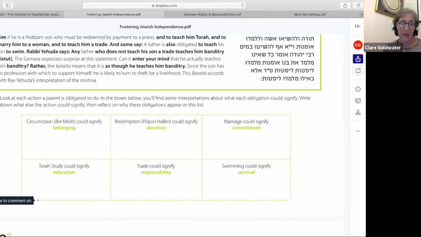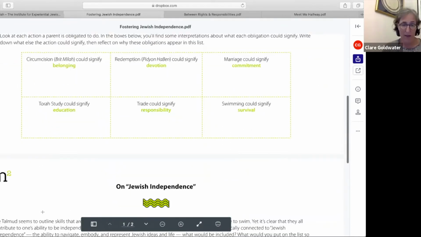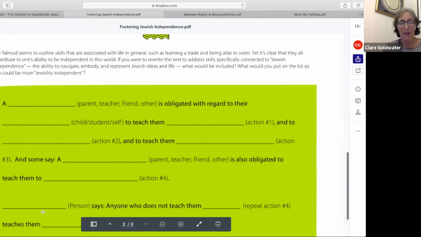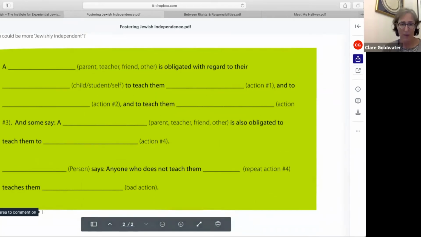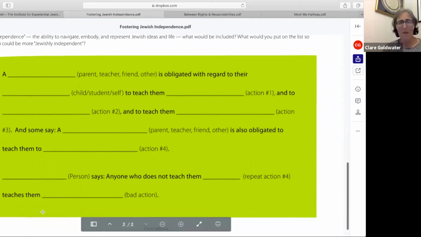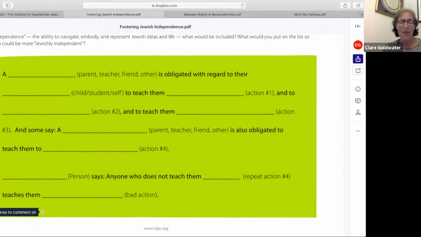Why do I teach my child Torah? I teach them to give them multiple different things. And the Talmud, I think, is probably meaning many different things by using just this one example. So that's one piece of the activity that you could do more extensively. And then the second part, which we're not going to do now, is to take it a bit more broadly and to think about other kinds of independence in a Jewish way: what other kinds of Jewish independence are there, and how would we want people to become independent from them?